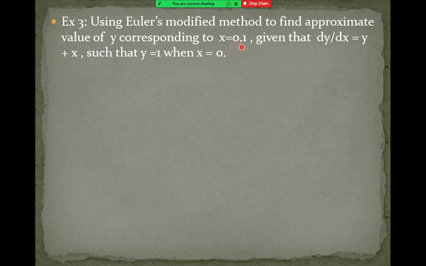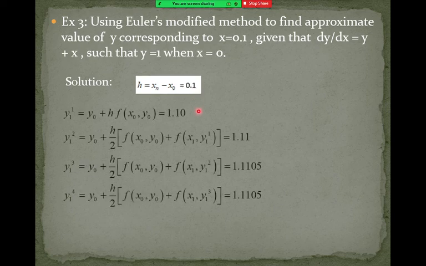Point 1. 0.1 itself, because h is 0.1. Yes, h is xn minus x0, which is 0.1 minus 0, that is 0.1. So step number 1, we take h as xn minus x0, which is 0.1, and now we'll start the iteration. We'll take y11 first. y11 is y0 plus h f of x0 y0 in the same way, because f of x y is y plus x. y0 is 1, x0 is 0, so you can replace, and this y11 is the same as y1 of Euler's.